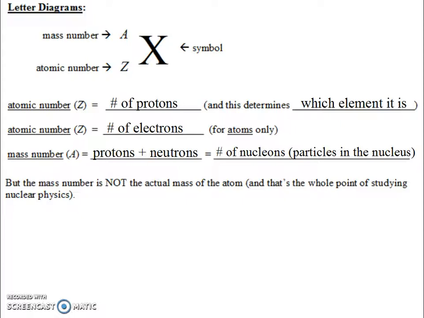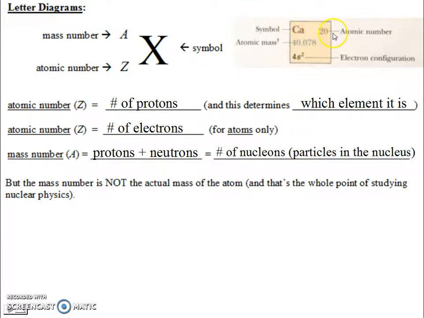Now, to further confuse the issue, look at your periodic table, which is inside the back cover of your textbook. Here is the key to your periodic table. Here, for calcium, is the atomic number 20. Don't worry about electron configuration, we're not going to be dealing with that in this course. But here's the atomic mass given as 40.078, and I just said that mass number has to be a whole number, so clearly this number is not the mass number.